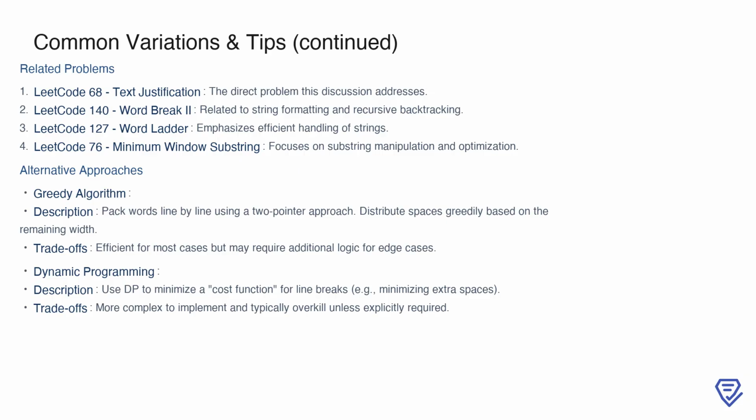Now, let's briefly discuss alternative approaches. A greedy algorithm is the most common solution for this problem. Using a two-pointer technique, you can pack words into lines and distribute spaces in a greedy manner based on the remaining width. While this method is efficient for most cases, you may need additional logic to handle edge cases. Another option is dynamic programming. Here, you define a cost function for line breaks, such as minimizing extra spaces, and build a solution that optimizes this cost. However, dynamic programming is often more complex and may be unnecessary unless the problem explicitly calls for it.